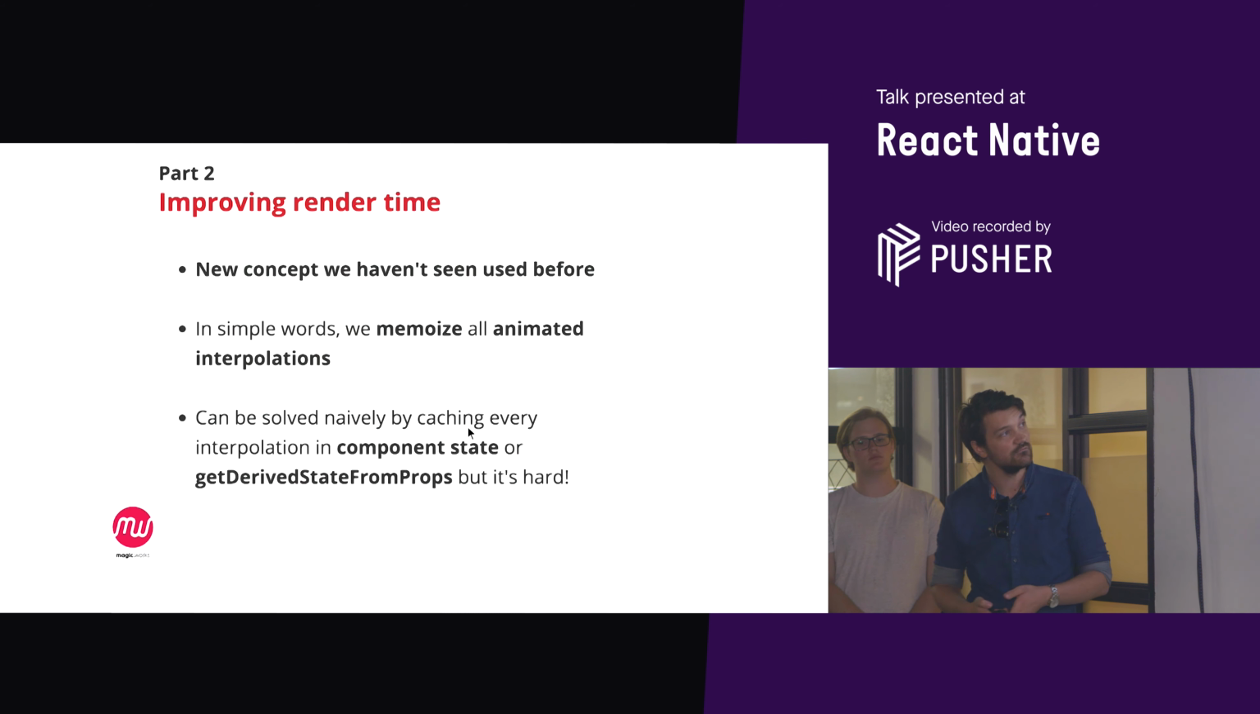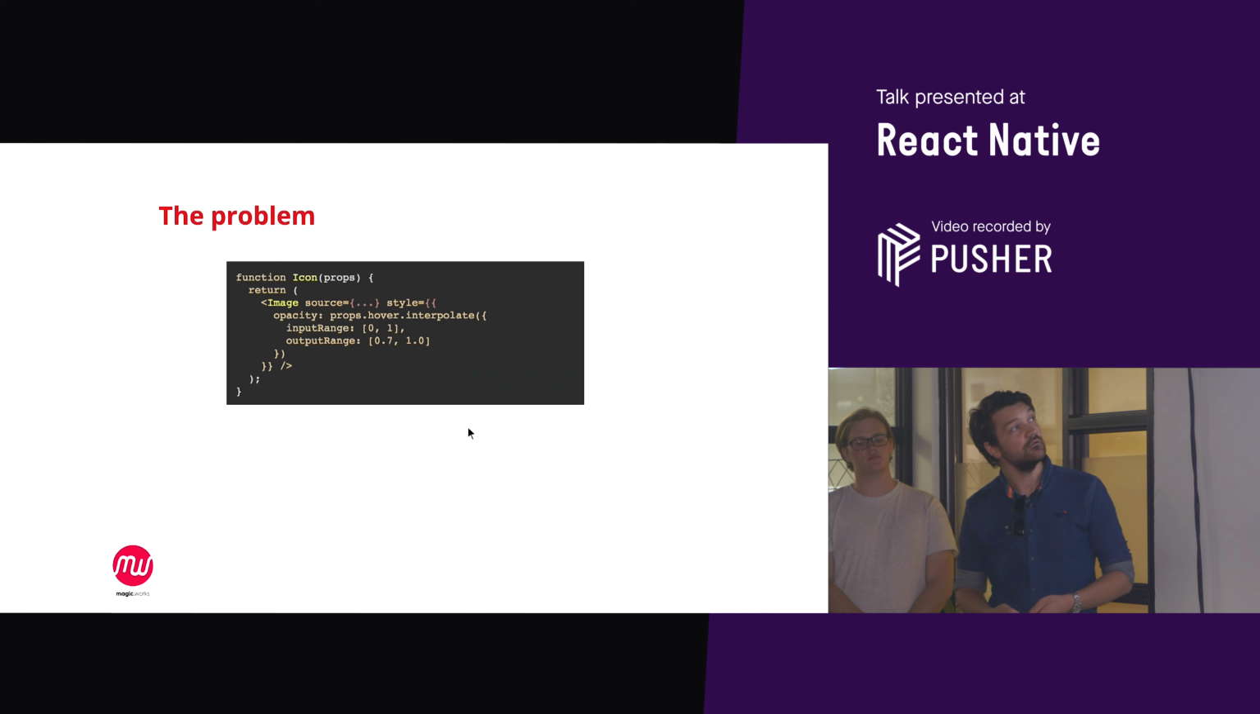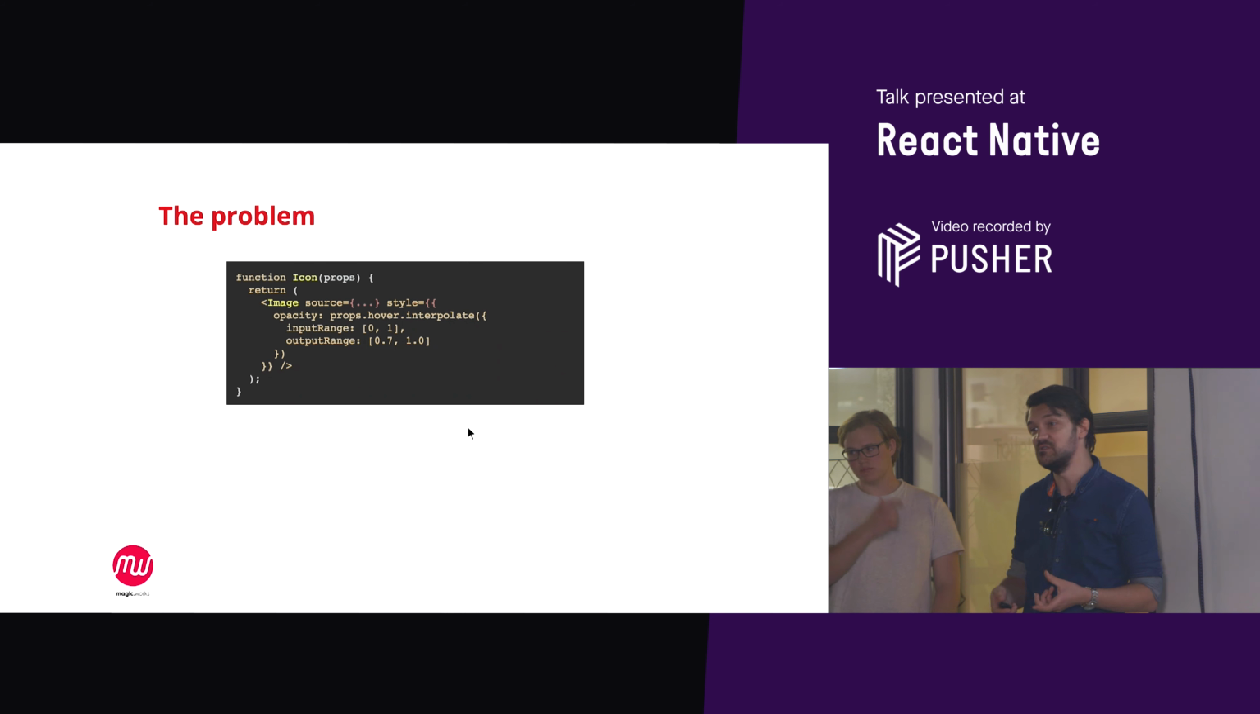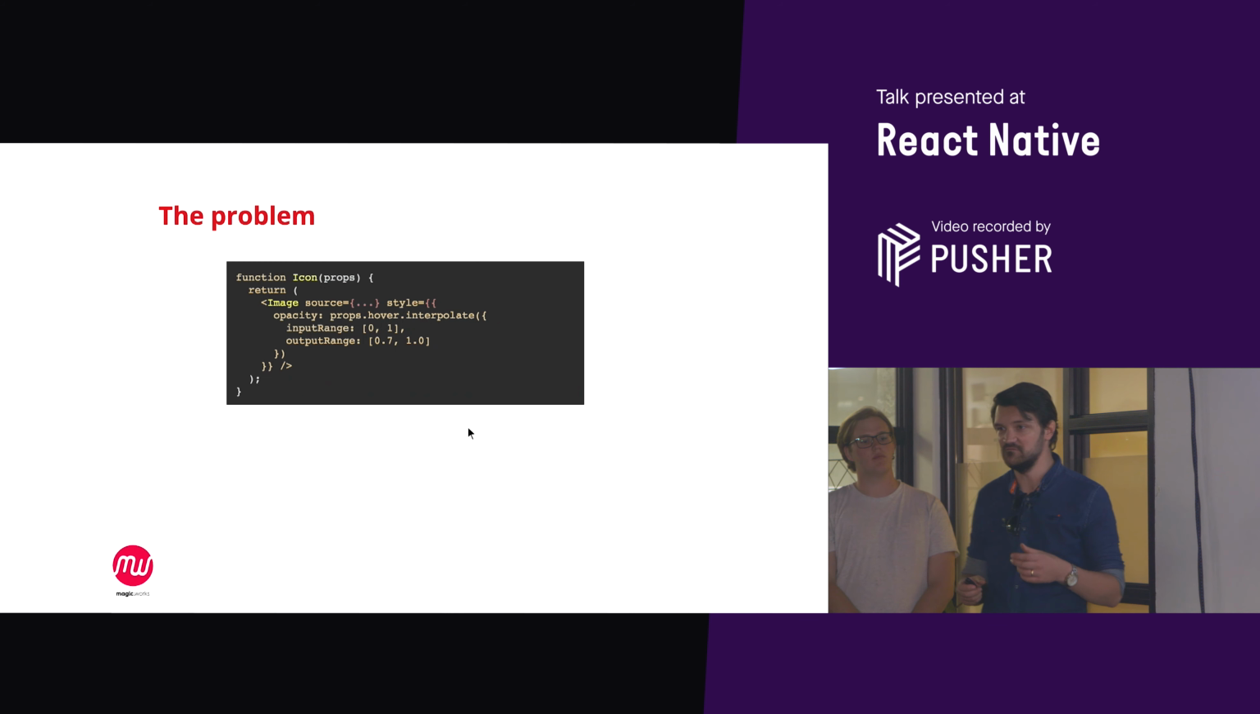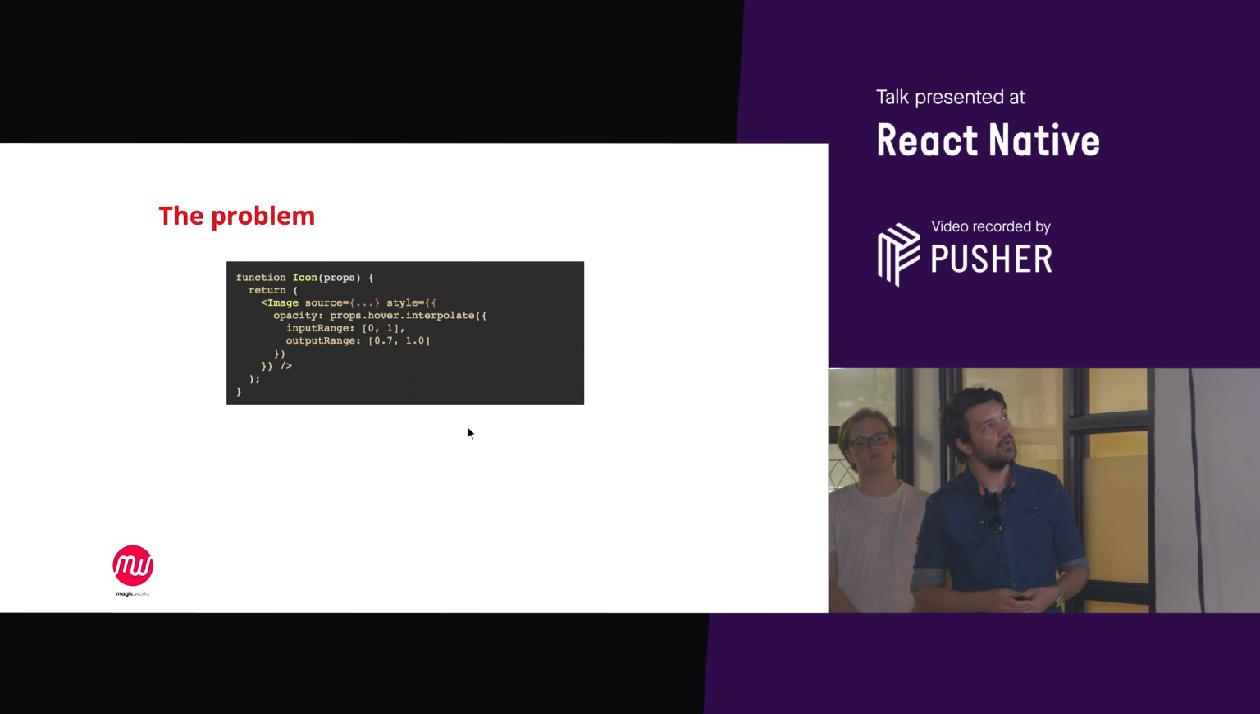using pure components. This is an example of a problem where you would want an icon to be an image where opacity is being driven by whether the element is being hovered or not being hovered, using the ROXi controller.